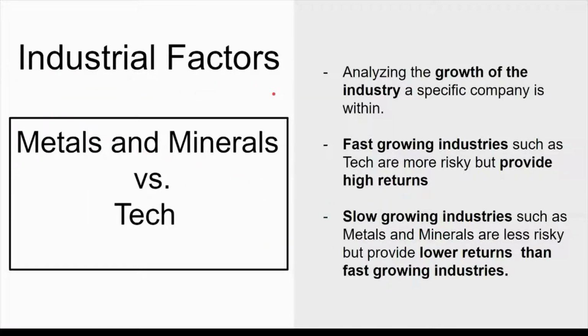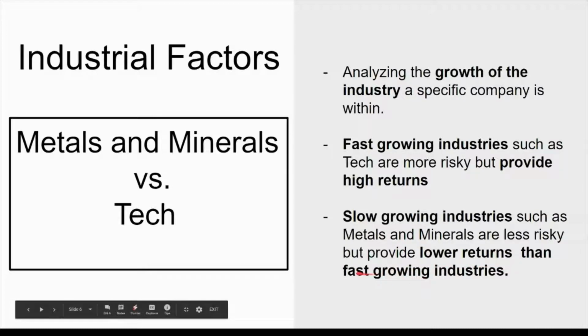For industrial factors, you're basically analyzing the growth of the industry a specific company is within. If you take metals and minerals, for example, and compare it to technology, you'll see that technology is growing at a faster rate than metals and minerals, and thus you would invest in a technology stock. Fast-growing industries such as tech are more risky but provide high returns. Slow-growing industries such as metals and minerals are less risky but provide lower returns than fast-growing industries.